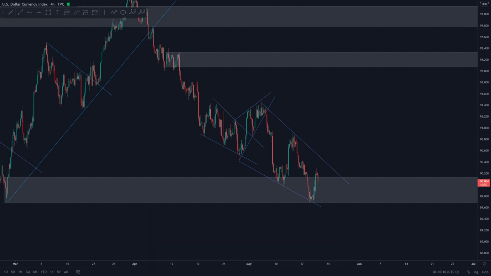Today's session is going to be all about the DXY bullishness that we've been seeing since yesterday's New York session and what the major currency pairs alongside gold are going to be doing next.